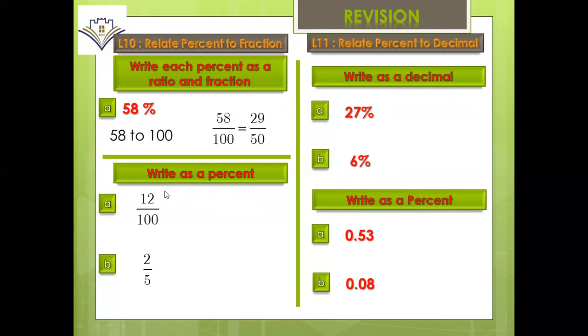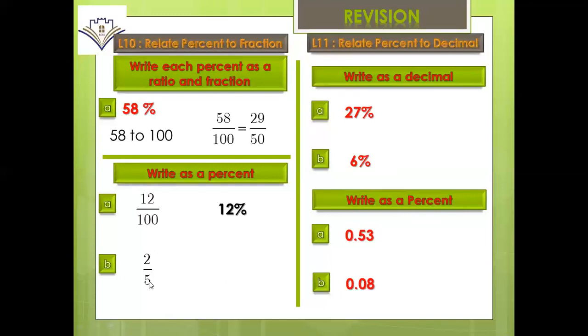The second one, write as a percent. Is it a percent? No. A percent is a fraction whose second term, or denominator, equals 100. Yes, the denominator is 100. Then 12 over 100 means 12%.